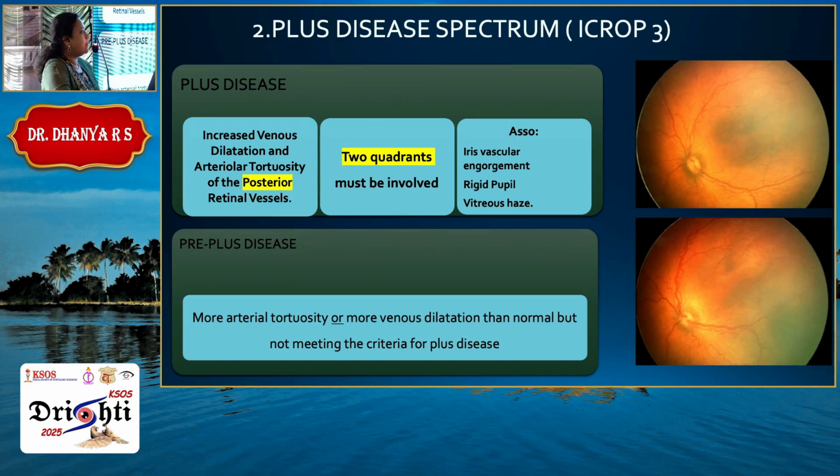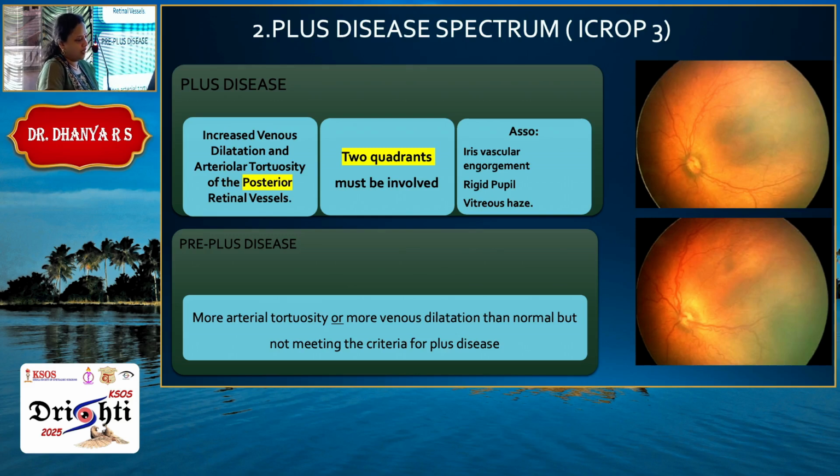Now, next is the plus disease spectrum. What is plus disease? That we are all well aware of, and you should know the criteria when it is called plus. That is, there should be increased venous dilatation and arterial tortuosity of the posterior retinal vessels. When you look at the posterior pole, the posterior retinal vessels should have dilatation and tortuosity, and at least 2 quadrants must be involved, and it may be associated with iris vascular engorgement, a rigid, non-dilating pupil, or a vitreous haze.